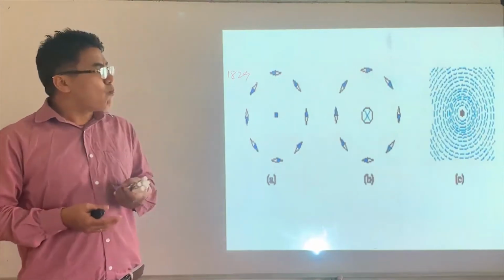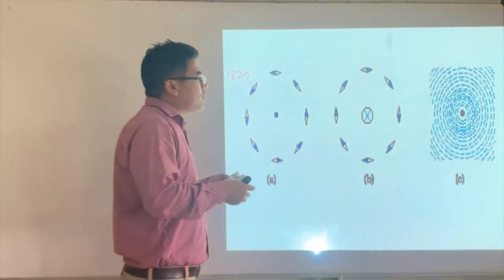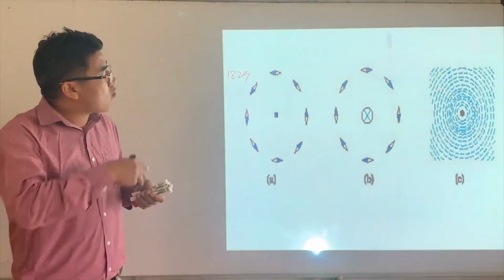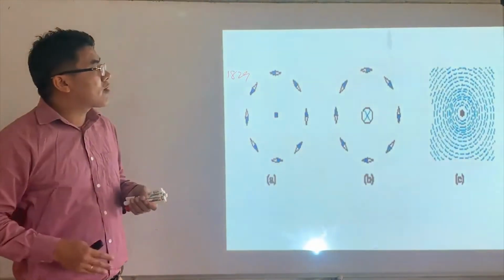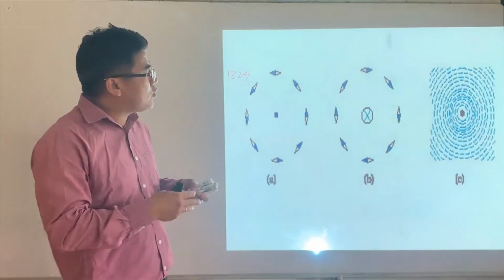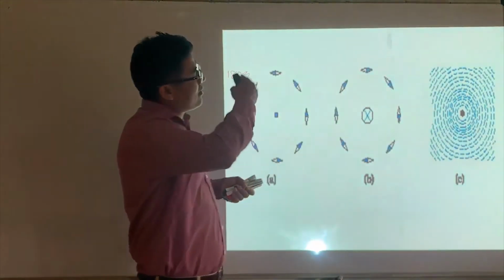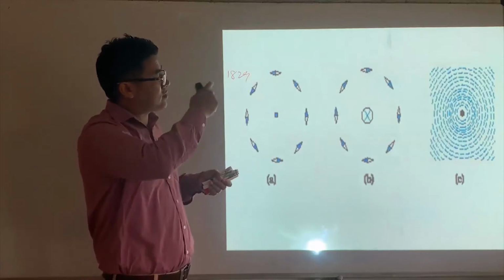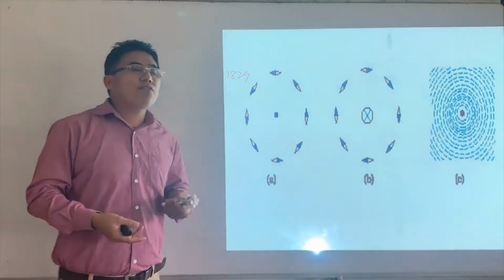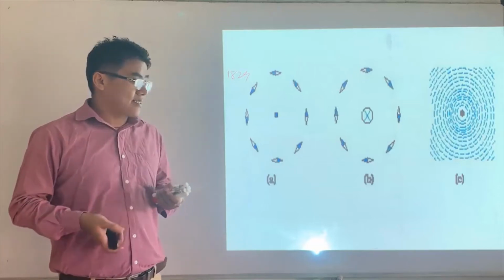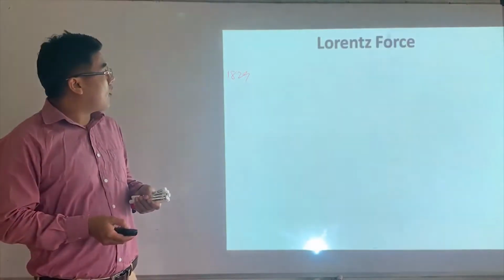And then moreover, if you just put iron filings around a current carrying conductor, you see these patterns, right? A nice circular pattern. So this shows the magnetic field around current carrying conductors. All right.